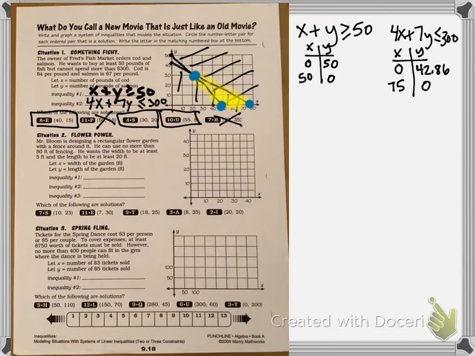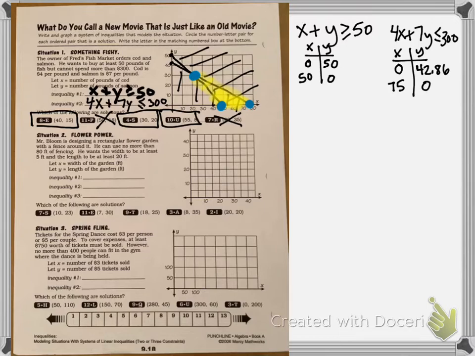This situation number 2, flower power, says Mr. Bloom is designing a rectangular flower garden with a fence around it. He can use no more than 80 feet of fencing, so there's a constraint. He wants the width to be at least 5 feet and the length to be at least 20 feet. So here's what I know.